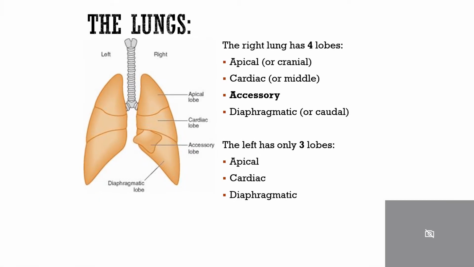The lungs. The right lung has 4 lobes: the apical or cranial, the cardiac or middle, the accessory lobe, and the diaphragmatic or caudal lobe. The left has only 3 lobes: apical, cardiac, and diaphragmatic.